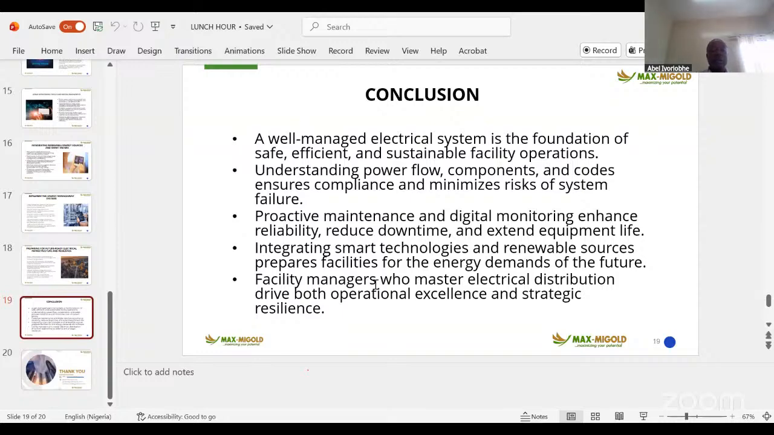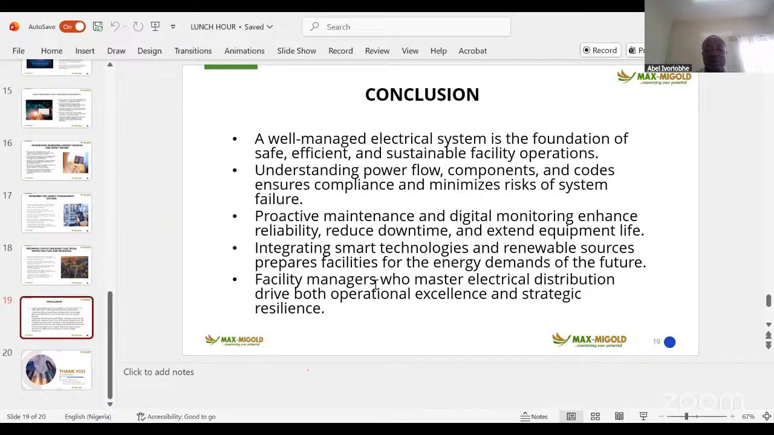Conclusion, as you have said, a well-managed electrical system is the foundation of safe, efficient, and sustainable facility operation. Nothing more. When you manage your equipment very well, you are creating a safe environment. The finance involved is efficiently managed, and the building is sustained. When you need to carry out any maintenance work, you do because you are optimizing the cost. If you need to replace obsolete things, you replace.